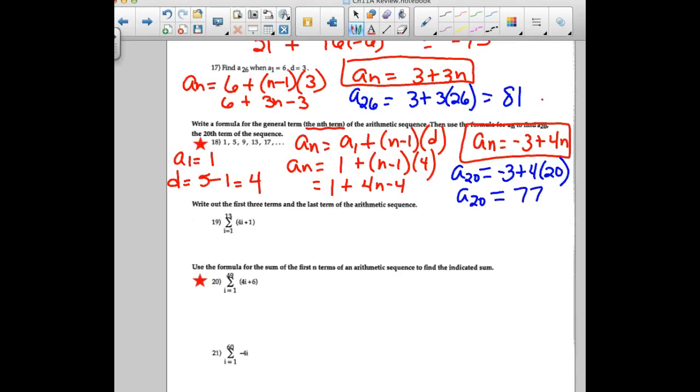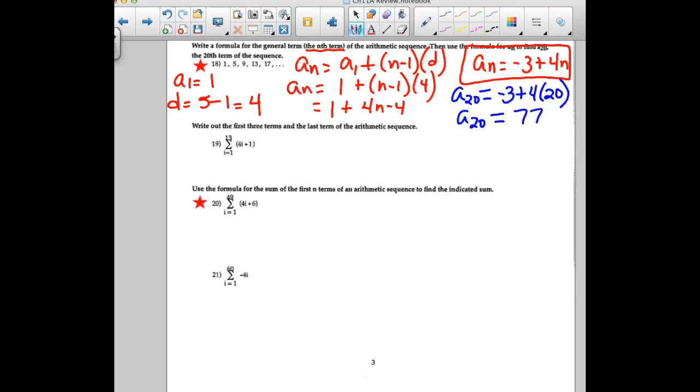Question 19. Write out the first 3 terms and the last term of the arithmetic sequence. So we are going from 1 to 13. They're not asking us to create the whole list. They just are saying to write out the first couple terms and the very last one. So what we get when we put in a 1, a 2, a 3, and then we're going to skip to plugging in a 13.